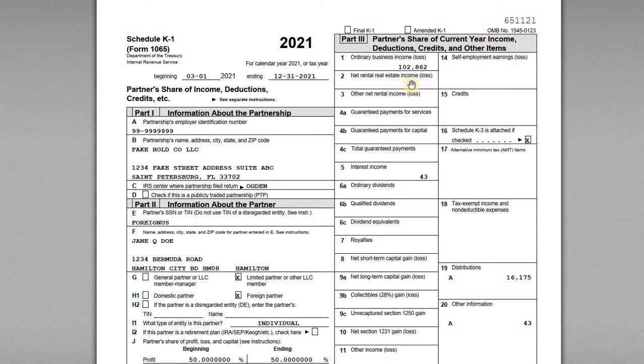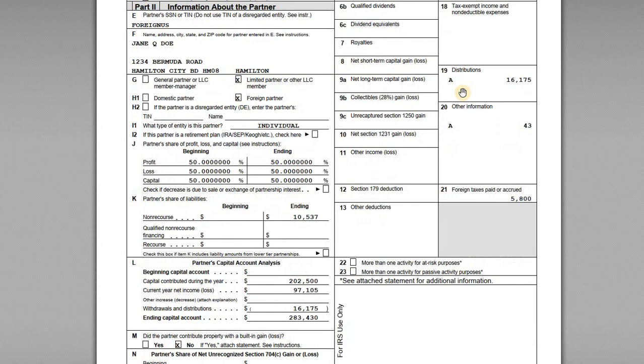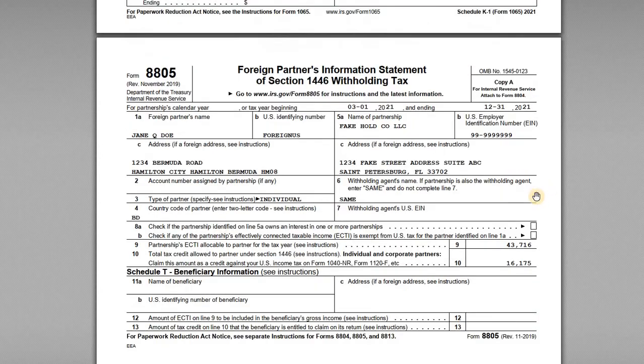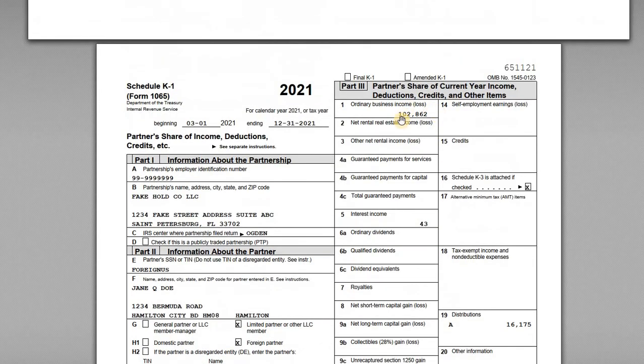No idea, just looking at this number, what portion is effectively connected taxable income from the U.S. and what is the foreign source branch category income. On Jane's 8805, she can see here, okay, there's $43,716. But how did they arrive at that number? What Jane knows is that number, 43,716, is somewhere buried in this, right? So if she did a little math, you take 102,862 minus the 43 and change, and she can kind of figure out what was coming from the German side.